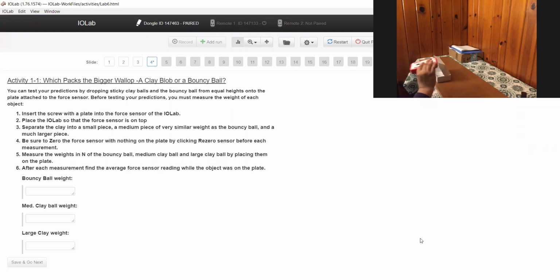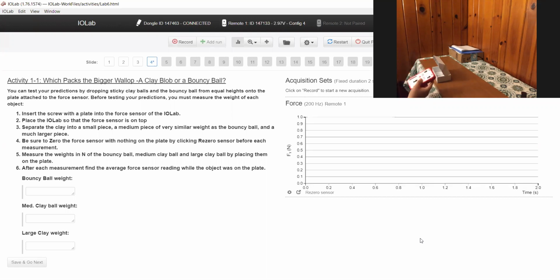In the next slide we will use our lab. We have to click it on first. Let's click it on. That is weird. Now we have to use the plate-like thing so that we can weigh the balls by putting them on it. This comes with the lab itself. You can scroll in here. And you need bouncy balls and small clay balls.